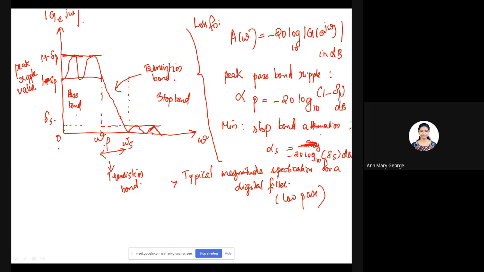Therefore the loss function A(omega) can be written as minus 20 log 10 of G(e raised to j omega) decibels, and the peak pass band ripple alpha p is minus 20 log 10 of (1 minus del p) decibels, and the minimum stop band attenuation alpha s is minus 20 log 10 of del s decibels. Here we have seen the typical magnitude specifications for a digital low pass filter.